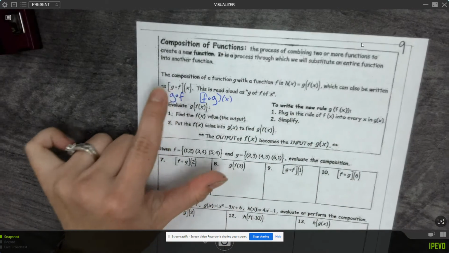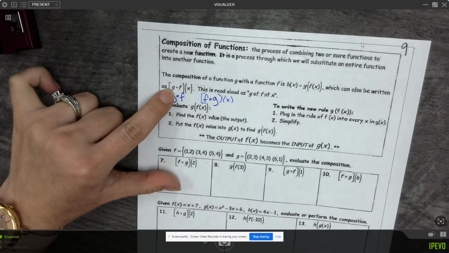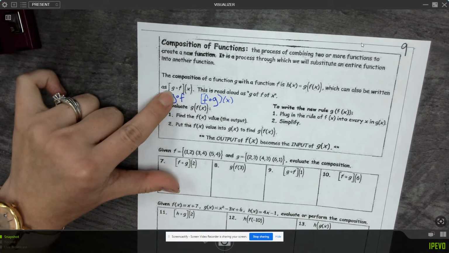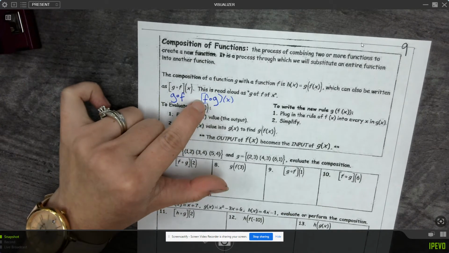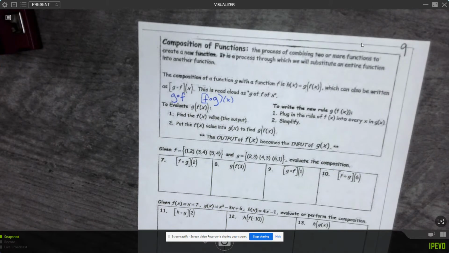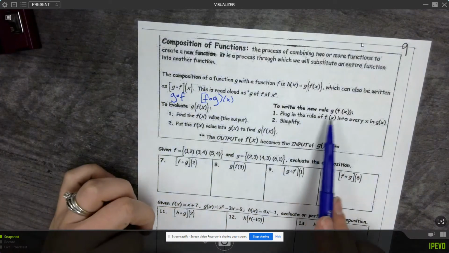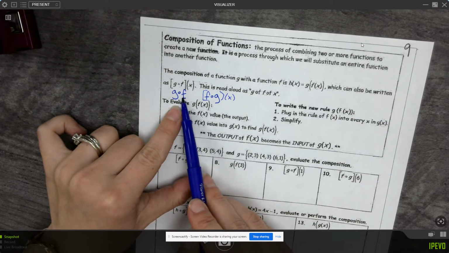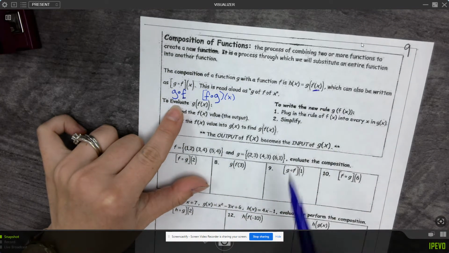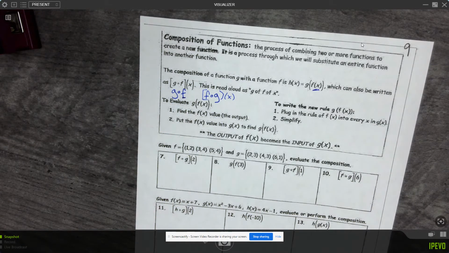This is not the same as this. This one says start with g, plug f into g. This one says start with f and plug g into f, okay, which is different. So to write our new rule, you'll take whichever one is second, which is the one that's in your parentheses, and plug it into the first one. And then do whatever math you need to simplify, whether it's addition, subtraction, multiplication, distributing. Maybe you have an exponent you need to do, FOIL, something like that. Whatever you need to do.